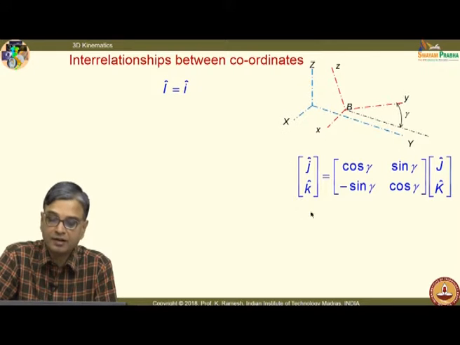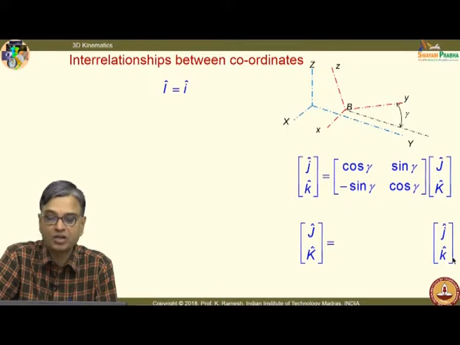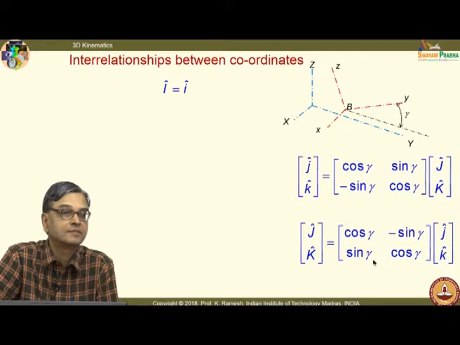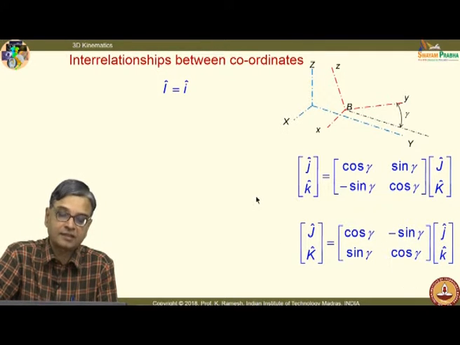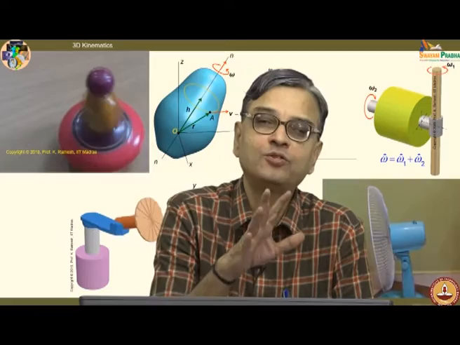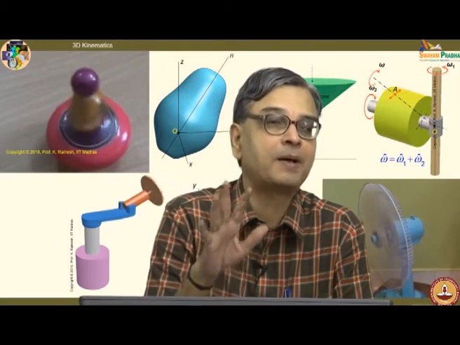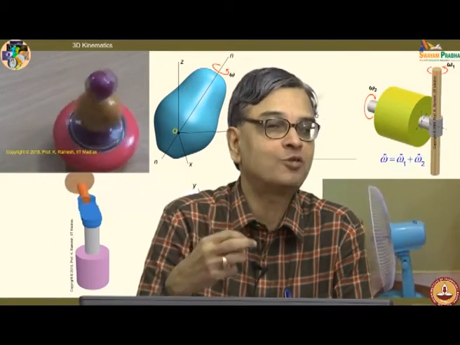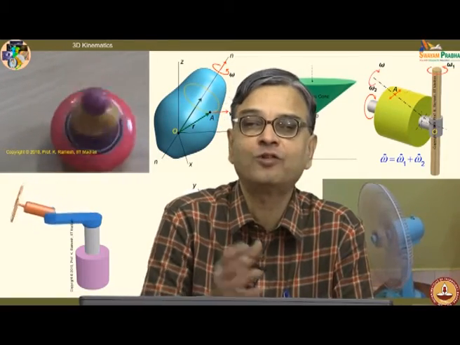I can also find an interrelationship between capital J, K and small j, k. You can do the reverse of it also. So, you just change gamma to minus gamma, and I get this expression. So, the idea is when you have axes which are displaced like this, it is better to find the interrelationship upfront before you start doing the mathematical calculation. Then you can figure out which way you would simplify the mathematics.